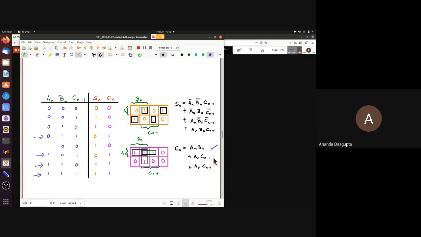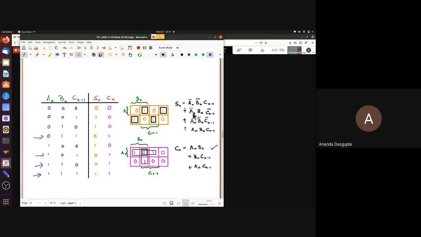It's going to be An, Bn. Remember, An, Bn, and Cn minus 1 are the inputs. That is, for the third full adder, or full adder number 3, A3, B3, and C2 are the inputs, and so on. So An, Bn, and Cn minus 1. Just use Karnaugh maps, or do whatever, whichever way you want. This is what the Cn comes out to be.